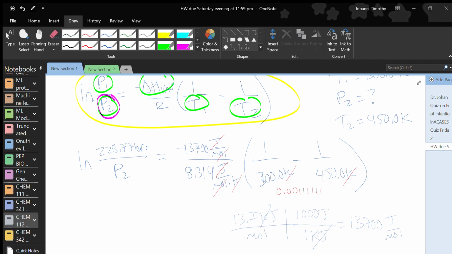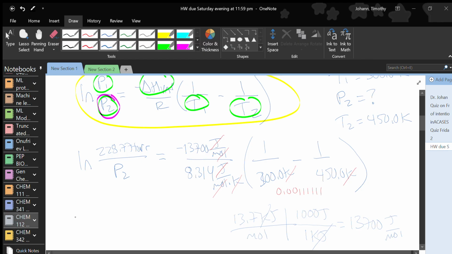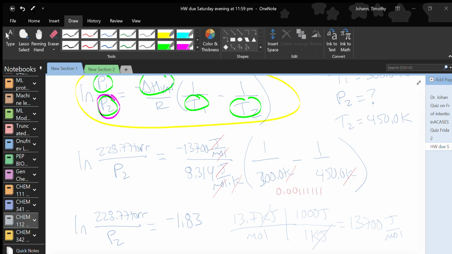And I'm going to divide it by 8.314. And I got the same answer I did last time. So I think all is right with the world. When I get done with all of that, what I've got is the natural logarithm of 228.77 torr over P2 is equal to negative 1.83, with no units, because I canceled them all. Everybody okay with that? All right.